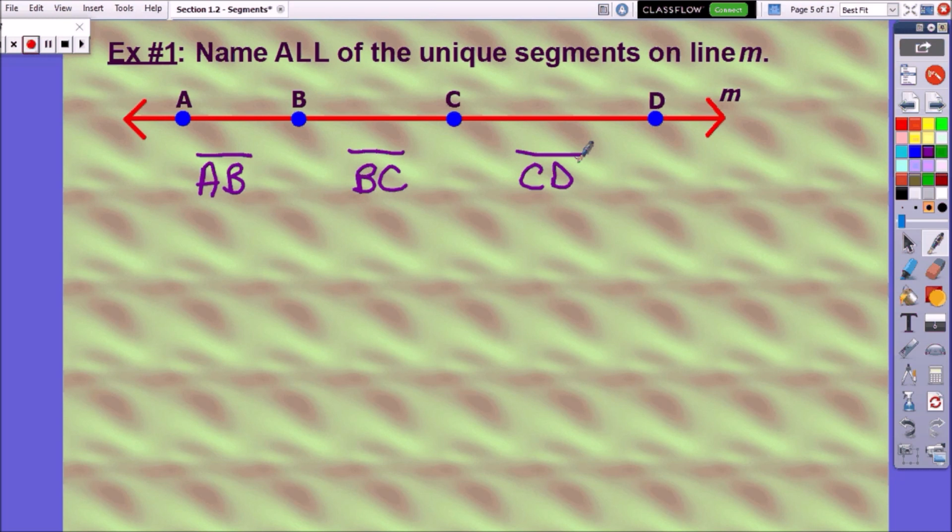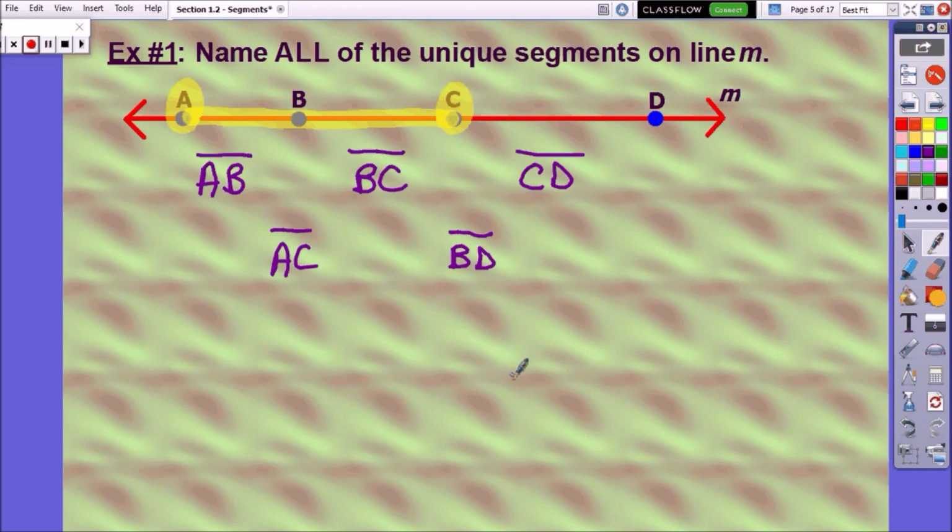And I would say, well, there are some bigger segments on here. Just like with lines, you need 2 points, but it depends on which segment you really want to focus on. You are allowed to skip over points if you want to talk about a longer segment. What if I wanted to talk about a segment whose endpoints were point A and point C, this entire segment right here? Well, that would be segment AC. Likewise, what if I started at B and went to D, and talked about this whole segment from B to D? That would be segment BD.